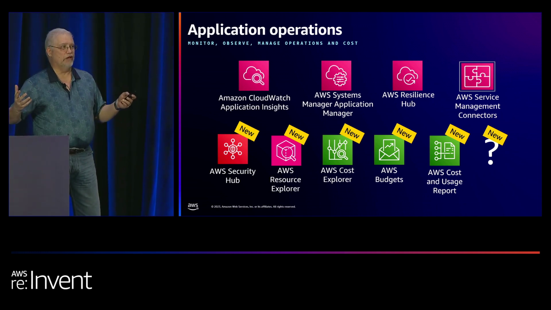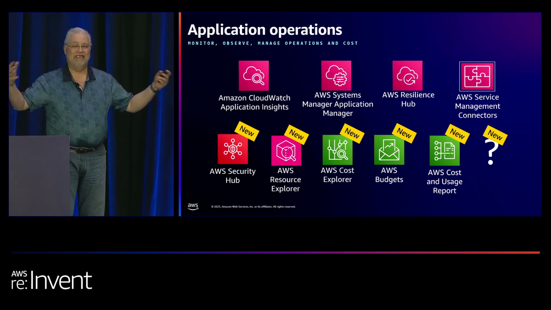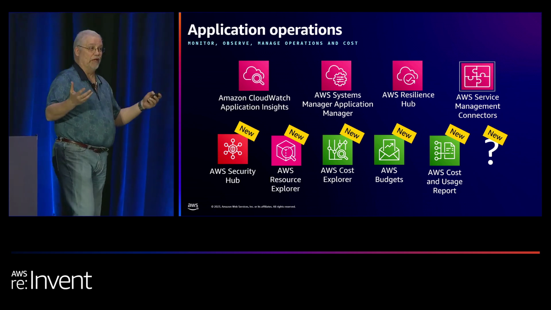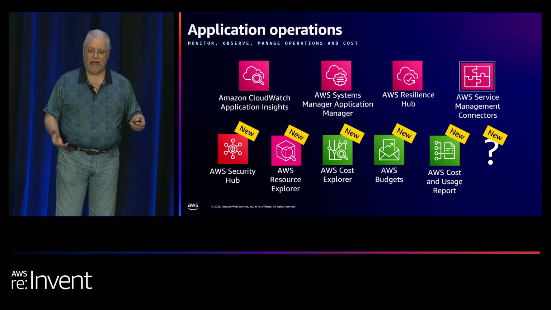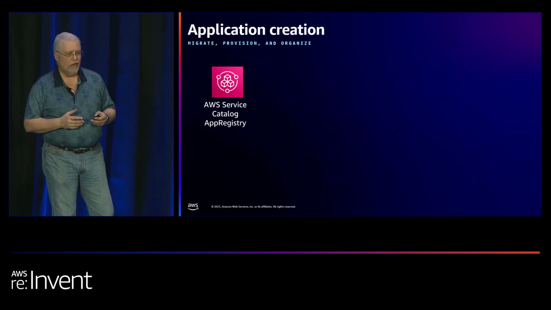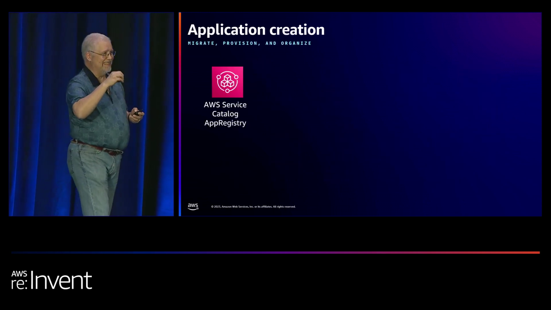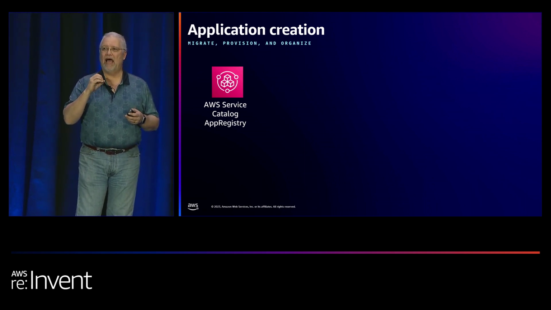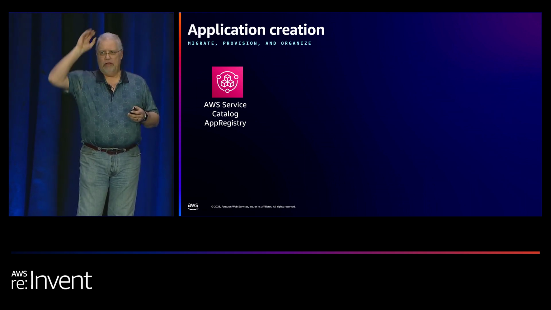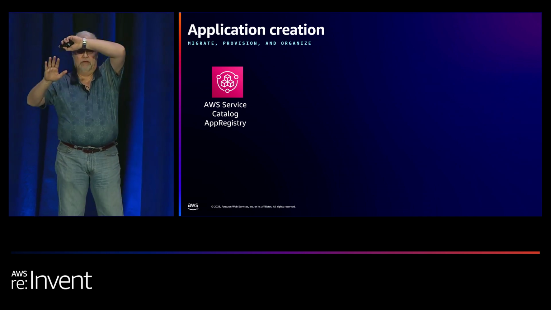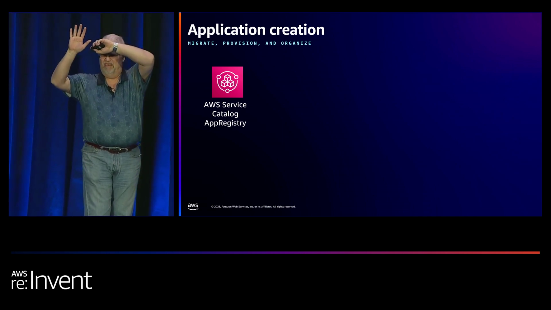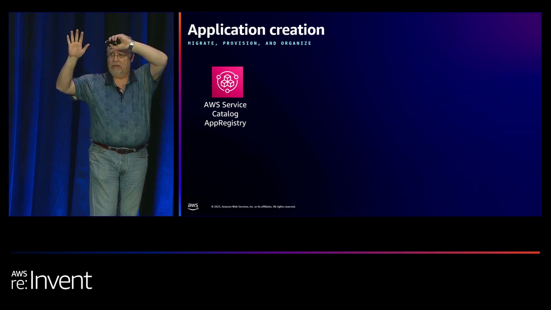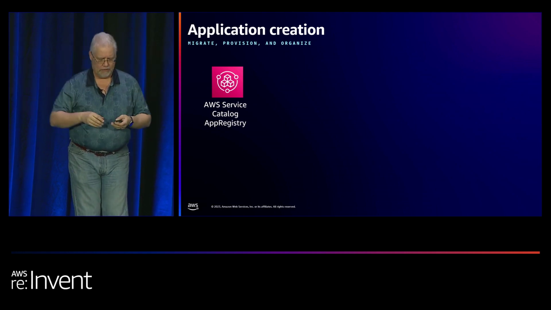Okay, application operations. It's something that allows me to manage and operate on top of an application that I created. So how do I create an application? Well, at the hub, the center where your applications exist, is something called App Registry. How many in the room, show of hands, know about App Registry? One hand. We're going to teach you today. Then we're going to have everybody raise their hand.